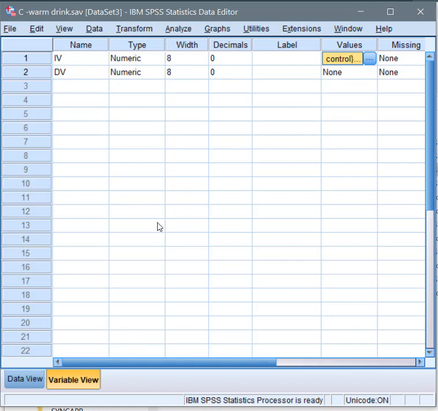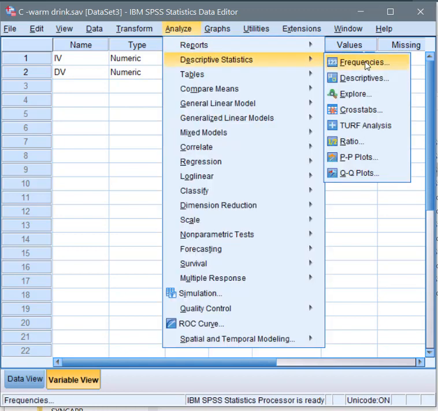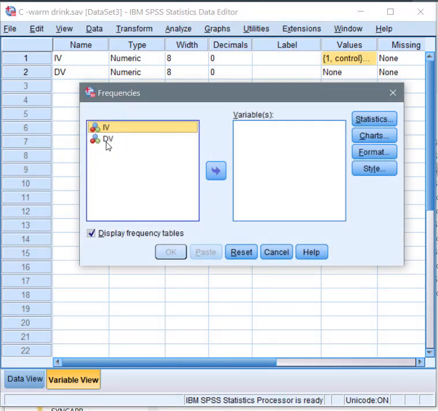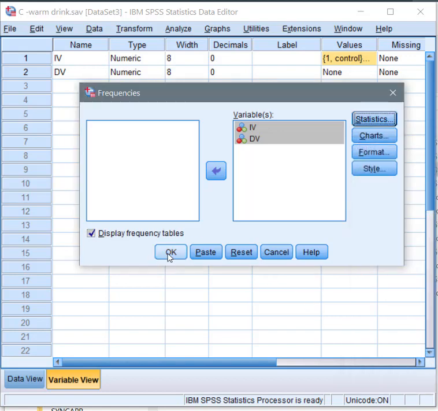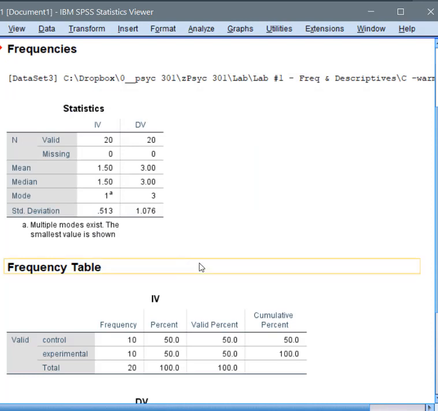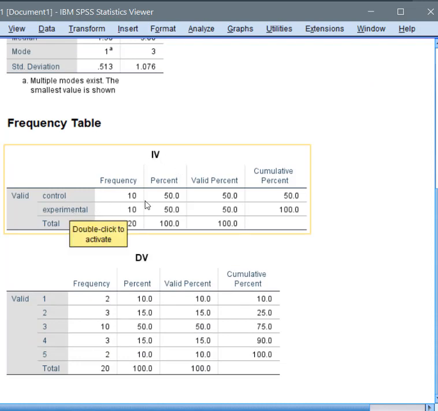Okay, so the first thing you need to do is generate some frequency tables. So I'm going to go to Analyze, Descriptive Frequencies, and I'm just going to go ahead and move over the IV and the DV. And I'm going to then go to the statistics, and as always, ask for the mean, median, the mode, and the standard deviation. And then when I hit OK, it'll give me my little statistics table, and it'll give me the frequency table for the independent variable, the control, and the experimental, and it's showing that I have 10 people in each group.